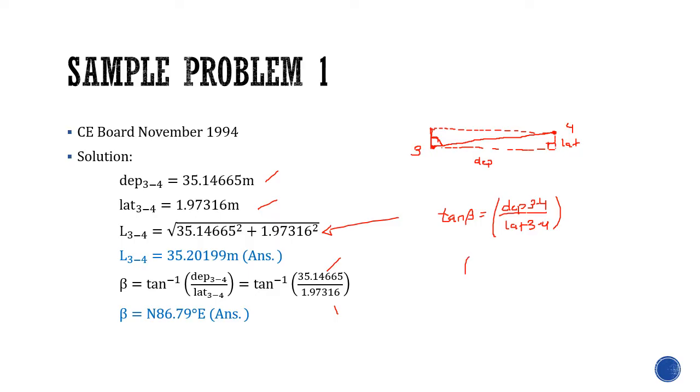So ganun ang ginagawa ko. Ikaw bahala kung isama yung sign, basta alam mo kung paano siya interpret. Pero ako, ang ginagawa ko, hindi ko na sinasama. Kung may negative man yan, wag mo na isama. Tapos, i-decide mo na lang. Ito mangyari, 35.